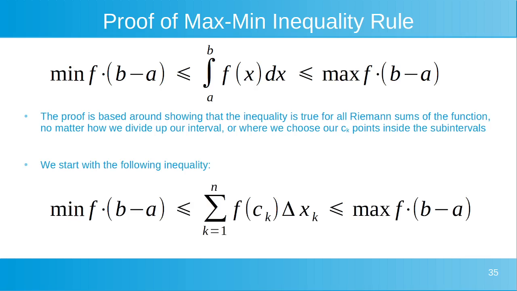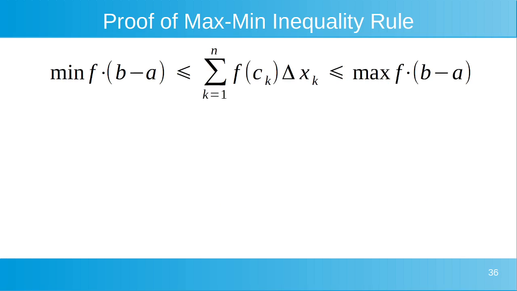So to do this, we start with the following inequality. Min f times b minus a is less than or equal to, this is a Riemann sum, the sum from k equals 1 to n of f of ck times delta xk. And that's less than or equal to max f times b minus a. So this is what we're starting with.